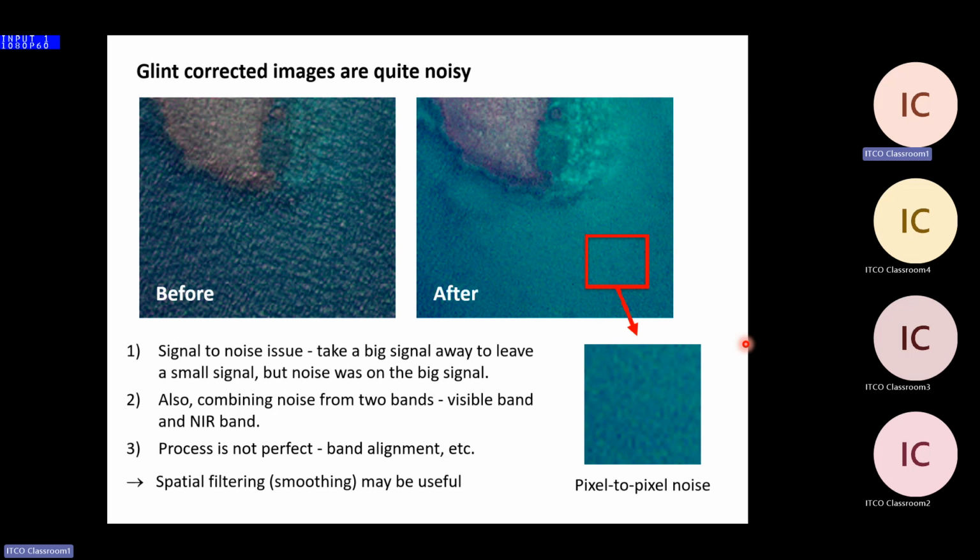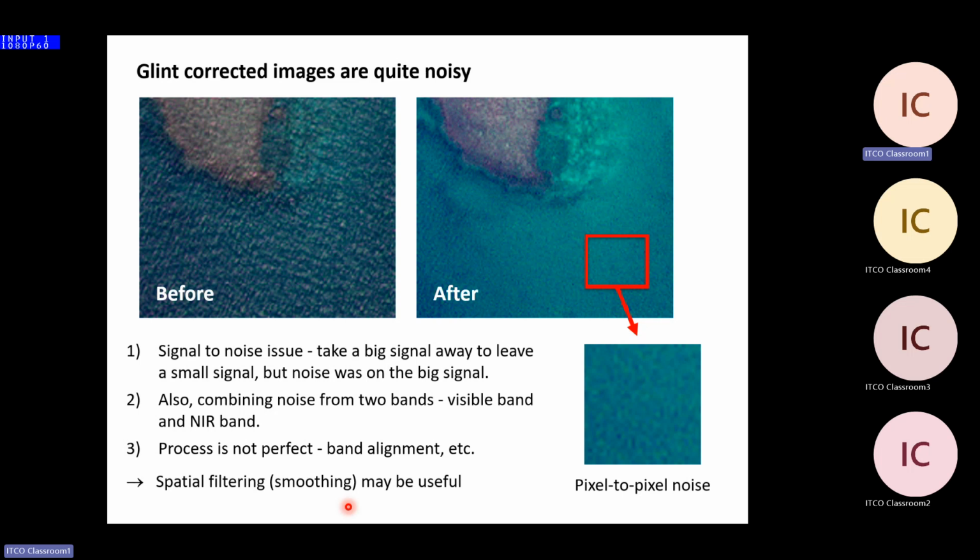And also it requires exact band alignment. So the glint has to be the same in the two bands, the near infrared and the other band. They have to match exactly. Sometimes, because different sensors might image different bands at slightly different times, the waves might have moved very slightly, or they just don't have exact geometric alignment. So that can cause a problem as well.